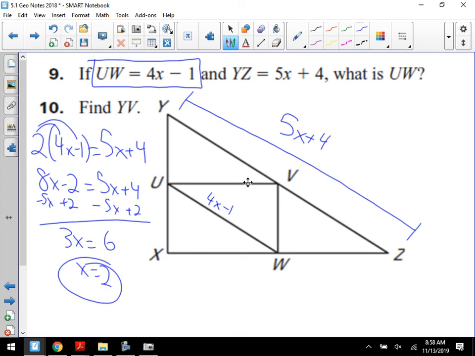In this case, it asks us to figure out what UW was. So this is tough now. 4 times 2, subtract 1. Okay, so that means that UW is 7. YV should be 7, but we should make sure we did our math right. So if we did our math right, what should this big segment have to equal? Should be 14. So this is tough again. 5 times 2, add 4. Did we screw up?